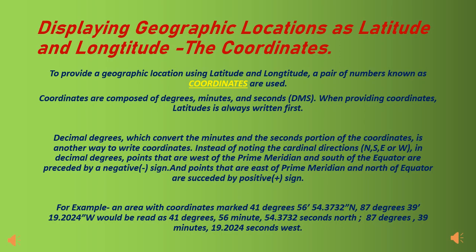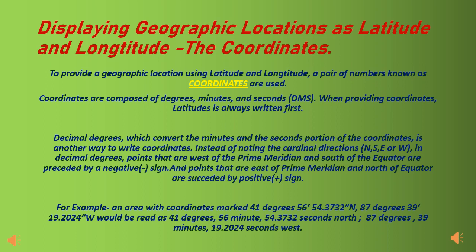For example, an area with coordinates marked 41 degrees 56 minutes 54 seconds north, 87 degrees 39 minutes 19 seconds west would be read as 41 degrees 56 minutes 54 seconds north, 87 degrees 39 minutes 19 seconds west.